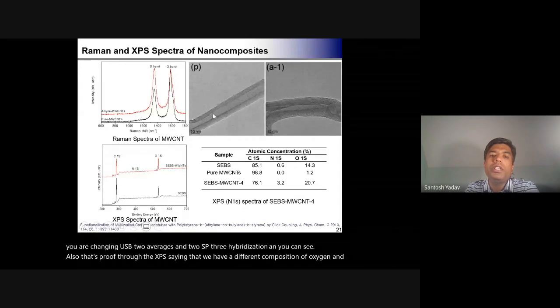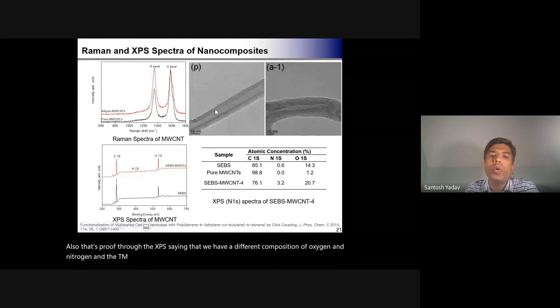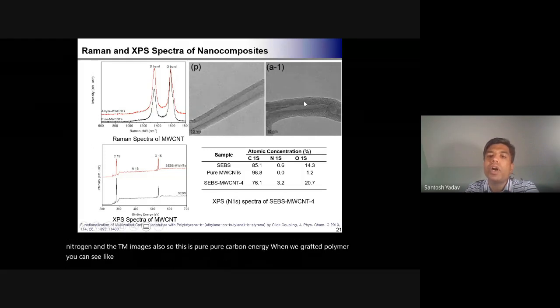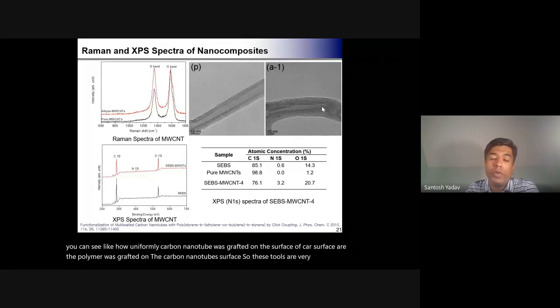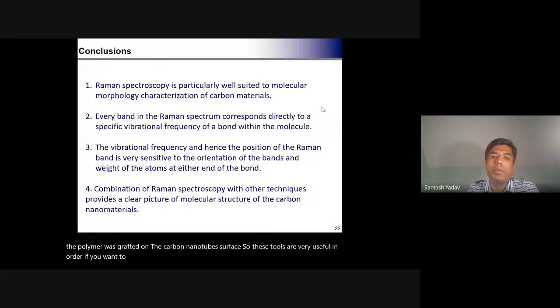And the TEM image is also here. This is a pure carbon nanotube. When we grafted polymer, you can see how uniformly the polymer was grafted on the carbon nanotube surface. So these tools are very useful if you want to characterize a carbon-based material.